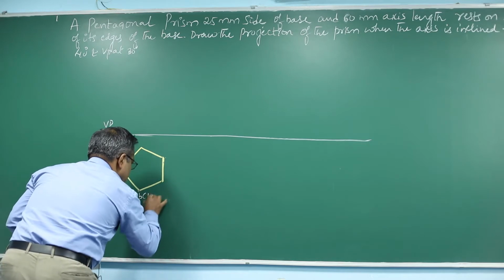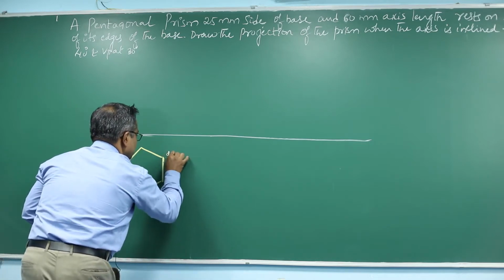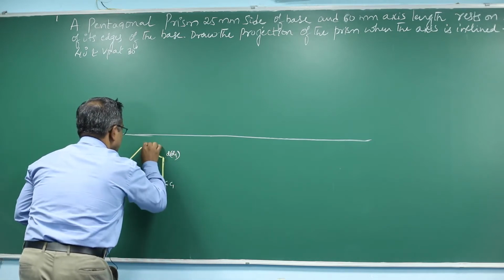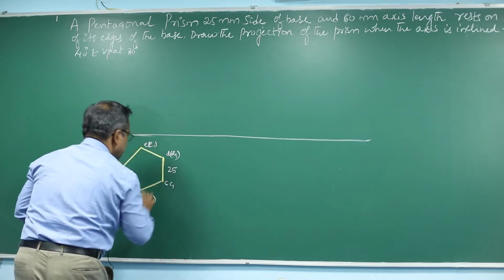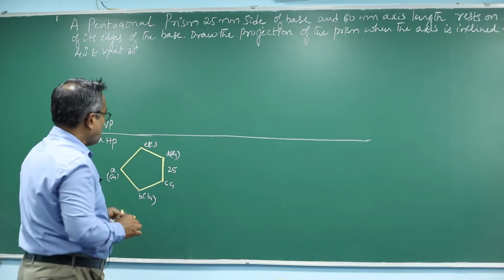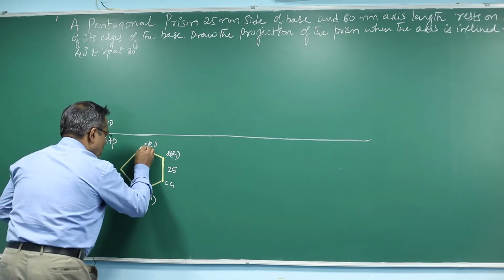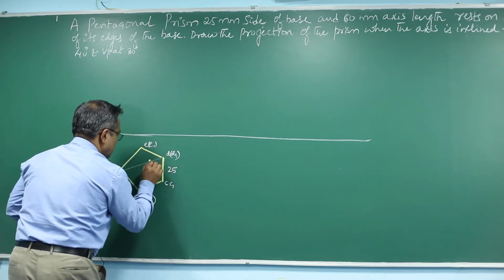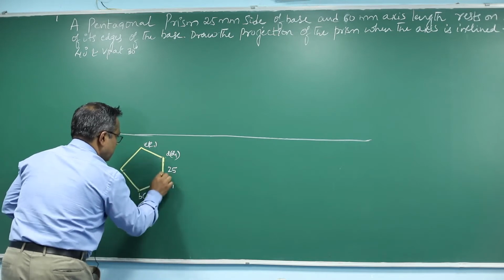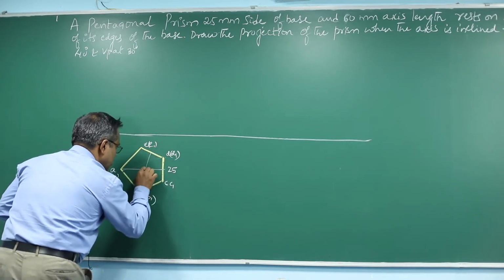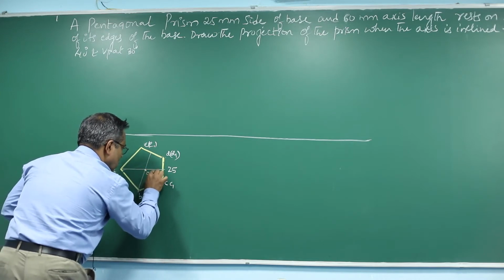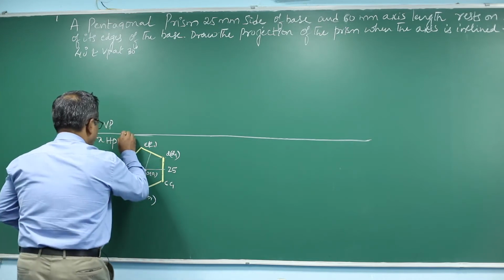This is B, B1, C, C1, D, D1, D1 is in bracket, E, E1, E1 is in bracket. It is of side of base 25 millimeter. How do we get the center? By drawing the diagonal, by connecting their corners. Take the midpoint and connect to the opposite corner. You get the center of the pentagon called O1, and project the front view.